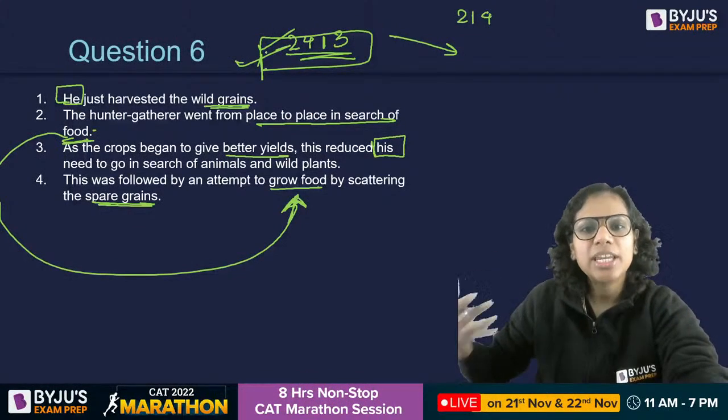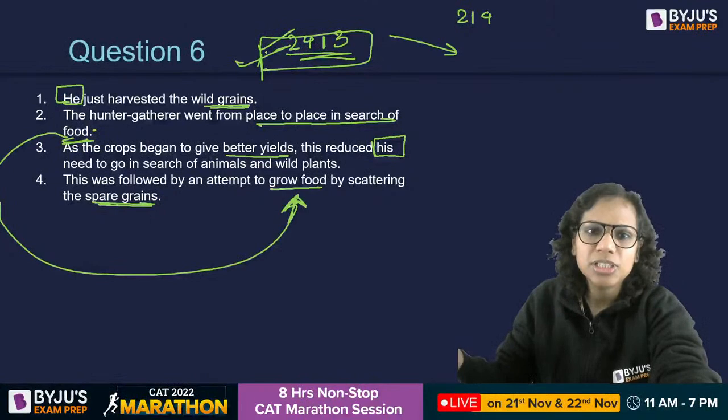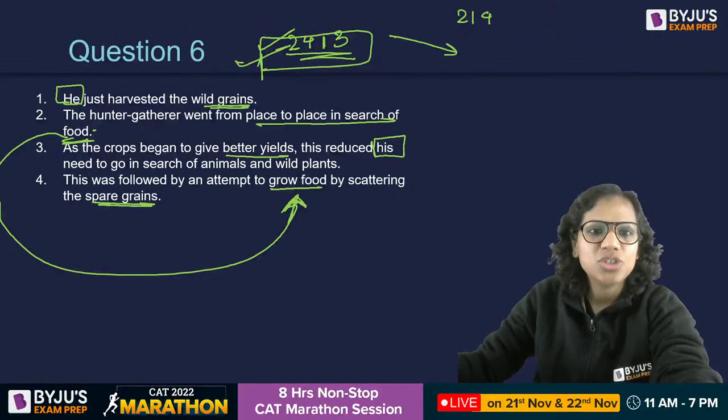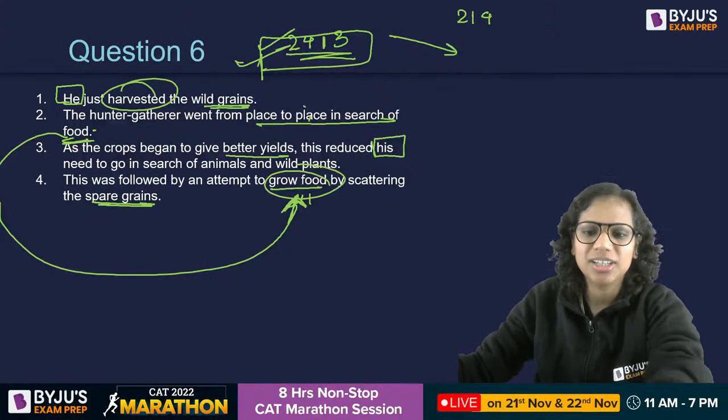So proceed very, very logically in your para jumbles, right? There can be sequential relationships that we ignore while reading. This is something that you have to take care of. Harvesting will happen after growing. Okay.